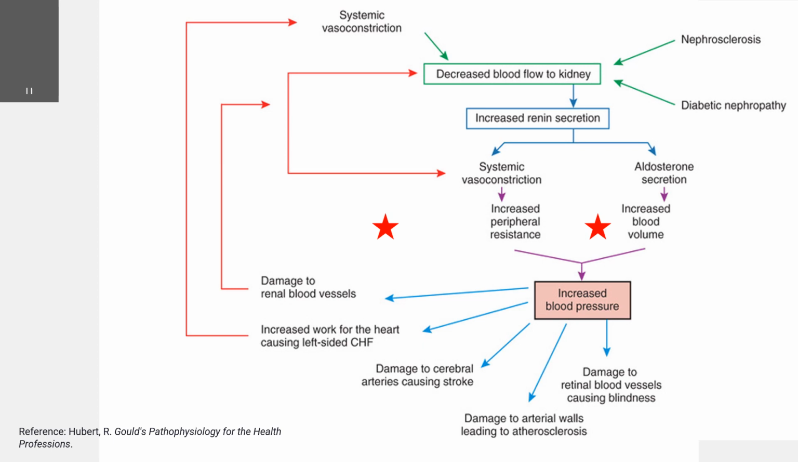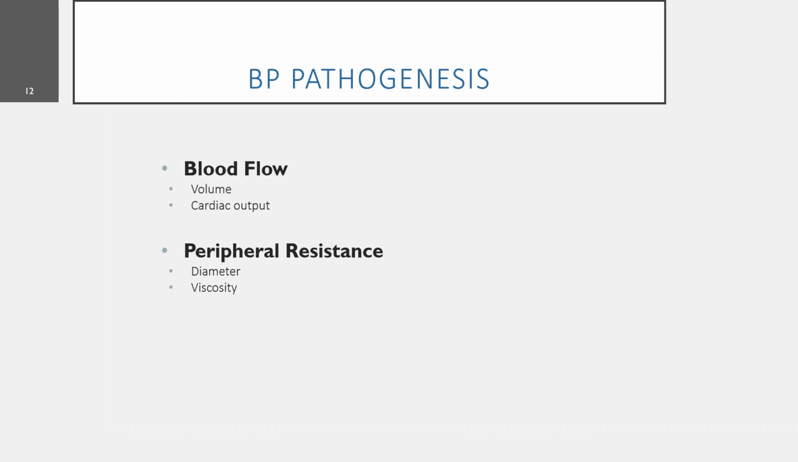Nephrosclerosis can ultimately result in impaired kidney function and may contribute to conditions like chronic kidney disease and renal failure. Blood pressure pathologies can either be related to blood flow, such as volume and cardiac output, or peripheral resistance, such as diameter or viscosity.